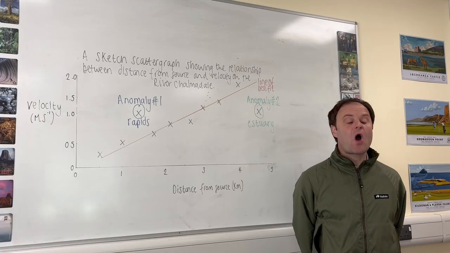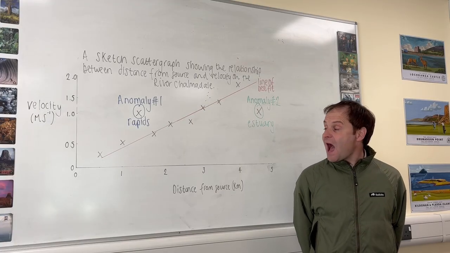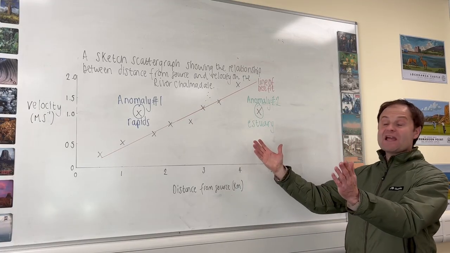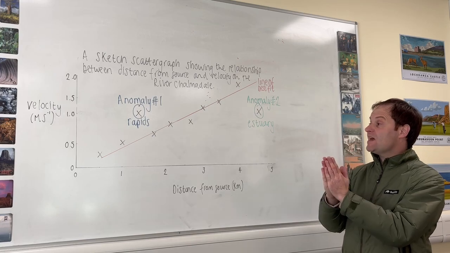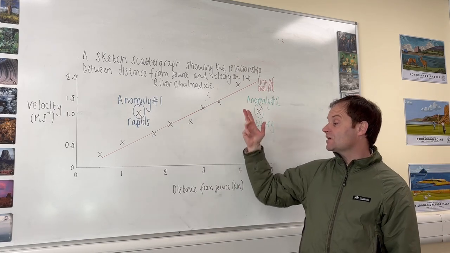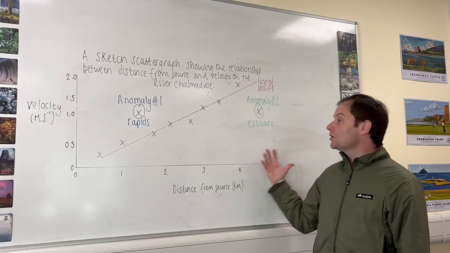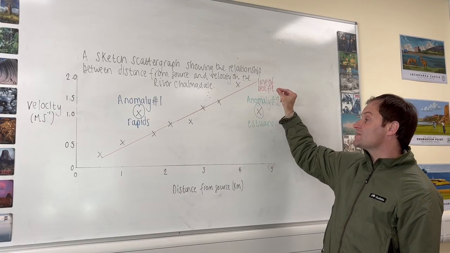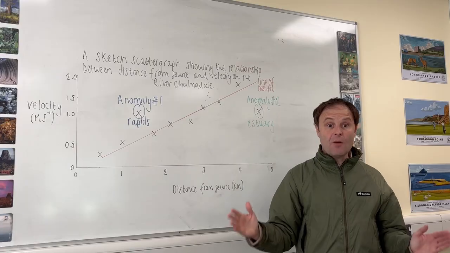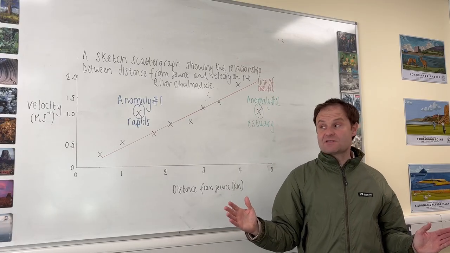the River Chalmadale, Isle of Arran. And our results show there is a relationship. Our line of best fit shows a positive correlation. As we move from source to mouth through the upper, middle and lower course, velocities are increasing. But there's also two anomalies that we can highlight with this graphical technique.